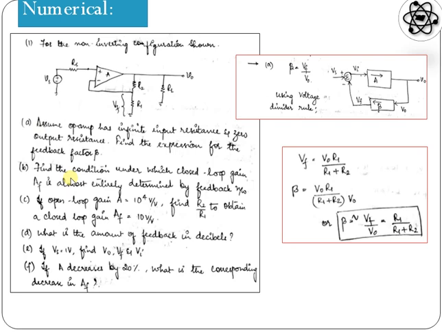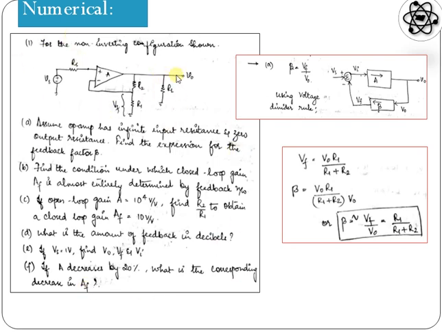Part B of the question says find the condition where the closed loop gain AF is almost entirely determined by the feedback network. Part C of the question says if open loop gain is given, find R2 by R1 to obtain a closed loop gain AF equal to 10. Part D says what is the amount of the feedback in decibels. Part E says if the value of Vs is 1 volt, find out the output voltage, feedback voltage and the input voltage. Part F says if A decreases by 20%, what is the corresponding decrease in closed loop gain AF.